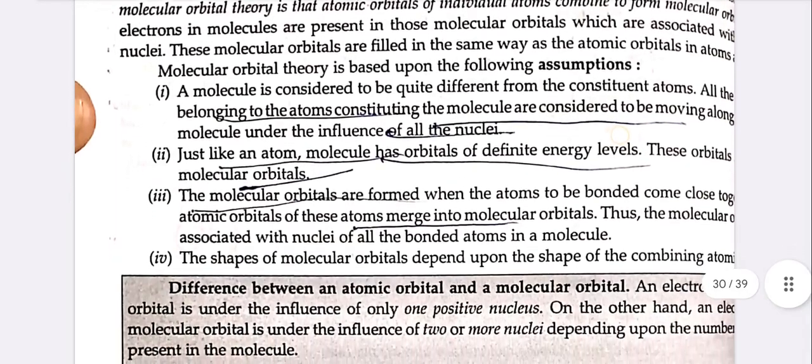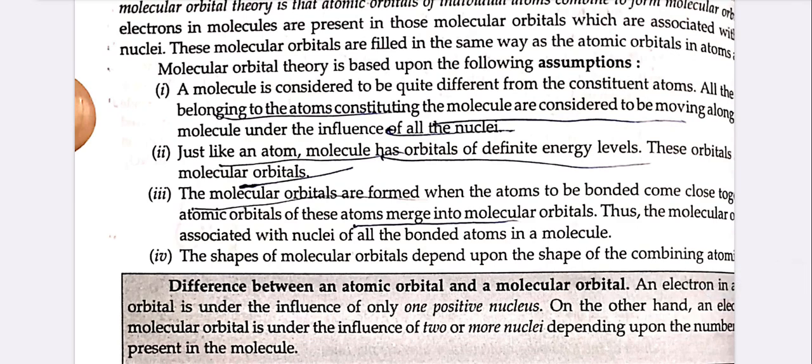Difference between an atomic orbital and a molecular orbital. An electron in an atomic orbital is under the influence of only one positive nucleus. On the other hand, an electron in a molecular orbital is under the influence of two or more nuclei, depending upon the number of atoms present in the molecule.